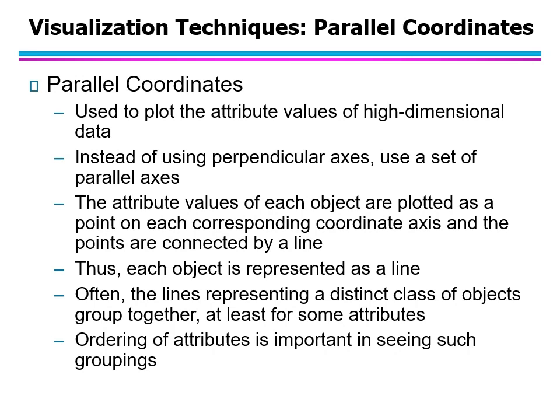The attribute value of each object is plotted as a point on its corresponding coordinate axis, and the points are connected by a line. Thus, each object is represented as a line. So if you have 4 features, it means 4 parallel axes. If you have 100 samples, it has 100 lines.